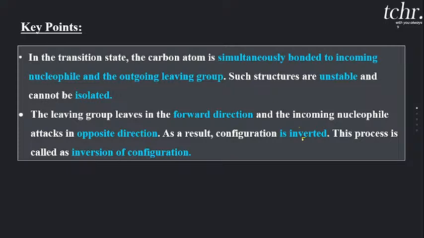So students, now let me explain why this SN2 is called a second order mechanism. Why do we call it a second order reaction, a bimolecular reaction? Because here we take two reactants, chloromethane and the hydroxide ion. So the rate of the reaction depends completely on the concentration of chloromethane that you have taken as well as the concentration of the hydroxide ion.